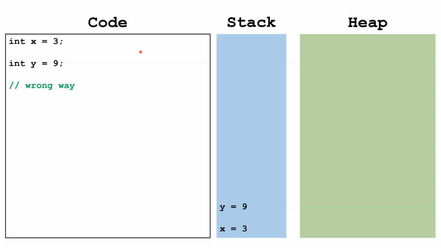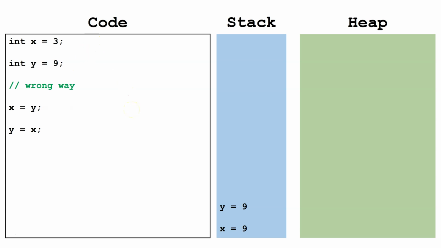We'll start by discussing a wrong way that many new programmers try. They set x equal to y and y equal to x, expecting that it'll swap the values of these two variables. Let's trace it to see what's going to happen. We set x equal to y, so it copies the y value to the x. Then we set y equal to x, which copies the x value to the y, and they both end up at 9. However, we wanted to swap these values. We wanted x to be 9 and y to be 3.